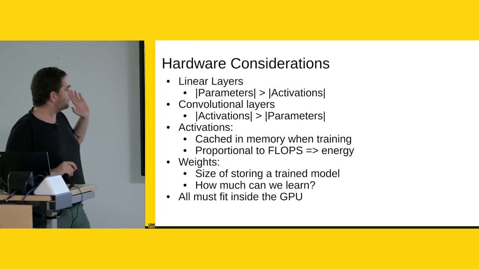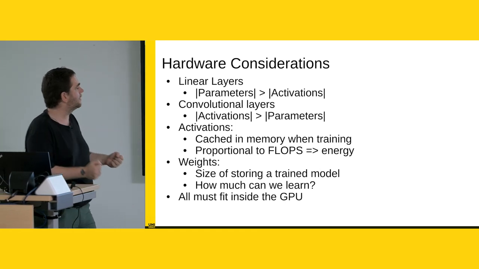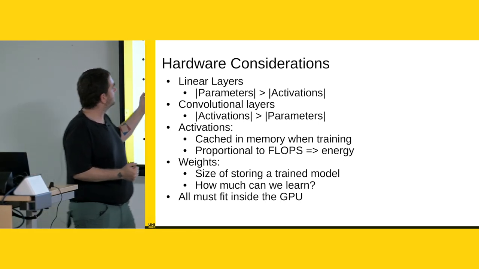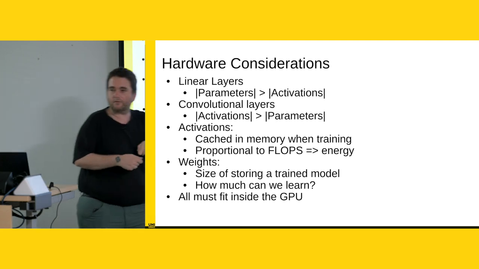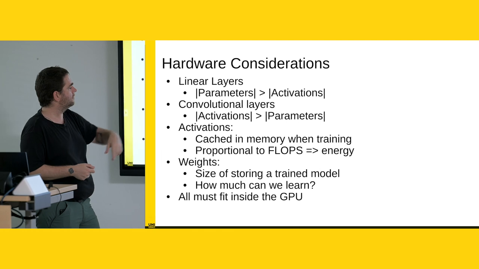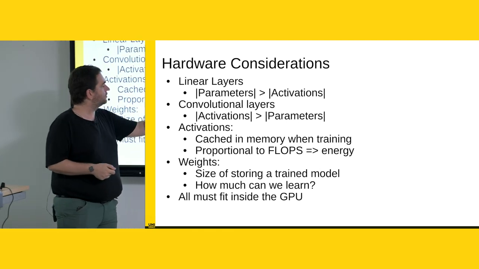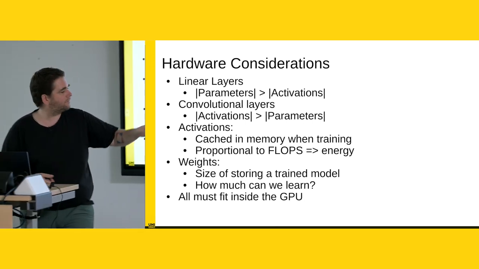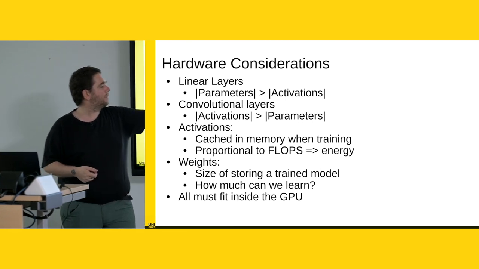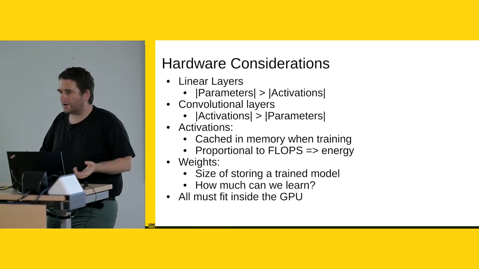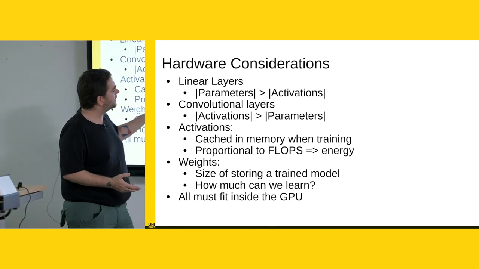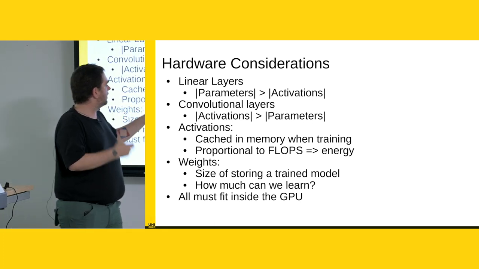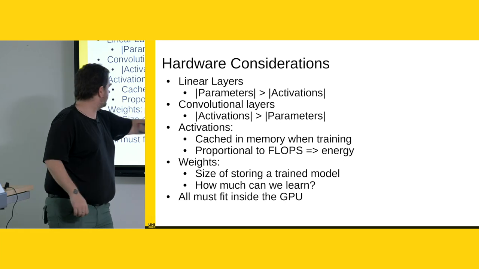So, roughly, the rule of thumb when we're thinking a bit about hardware and where we can train these things is that activations, when training, must be cached in memory for the whole cycle to the front. And somehow they are proportional to flops, to how many additions and multiplications we're doing, right? Flops stands for floating point operations per second. It's somehow how much we're counting. And when we have big activations, we need a lot of energy.